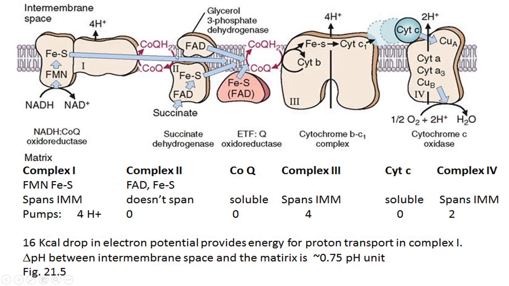here is the main feature, a very detailed image of this process. So let's discuss one by one. Start from complex 1. The point is the transfer of electrons from NADH to coenzyme Q. So the first complex is NADH dehydrogenase, and another name is NADH coenzyme Q oxidoreductase. You know that. So at first, you have to know how NADH gets produced.